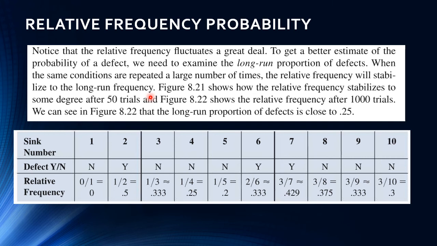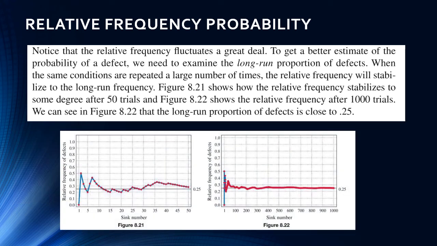And that's the same idea that we have here with the relative frequency and long run frequency. Okay, so we're going to look at 2 figures. Figure 8.2.1 shows how the relative frequency stabilizes to some degree after 50 trials, and then 8.2.2 shows after 1,000 trials. So let's look at those graphs now.